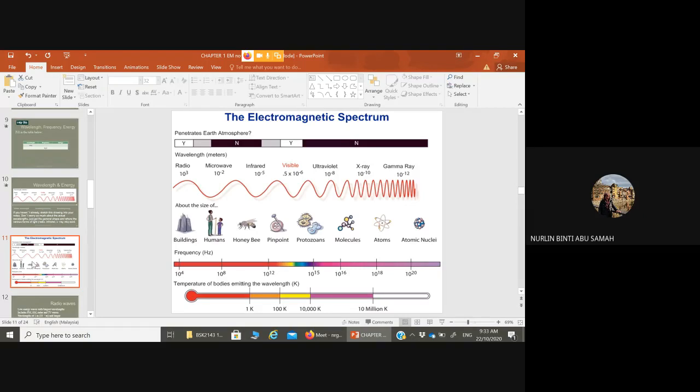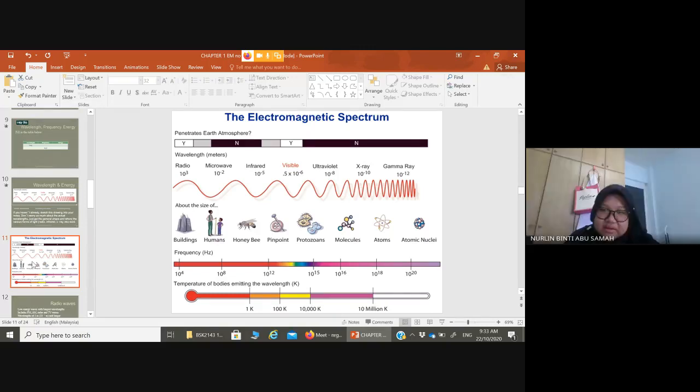So this is the more colorful slide, so that you can see that the relationship is there. By the time you want to increase the energy, the wavelength will be decreased.